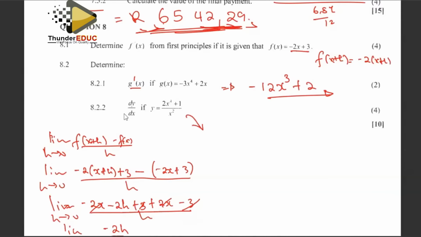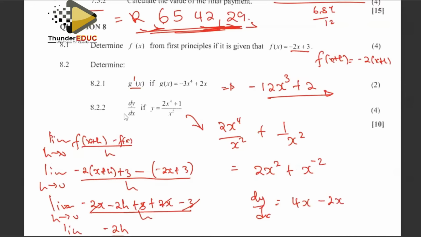And then lastly, 8.2.2, split this up. So 2x to the 4 over x squared plus 1 over x squared. Simplify that. You have 2x squared plus x to the negative 2, meaning that our dy/dx should be 4x minus 2x to the negative 3. Okay, so that is how 8.2 and the whole of question 8 would have been approached.